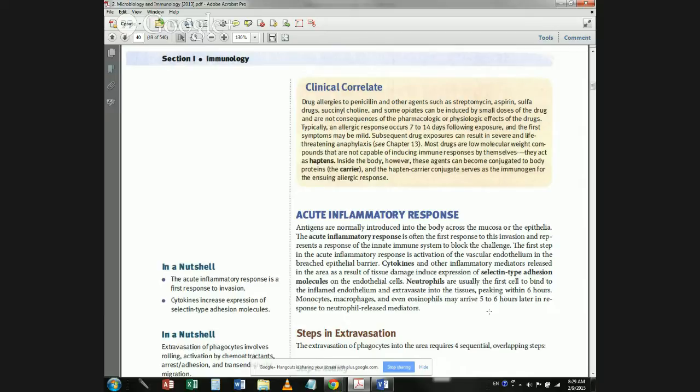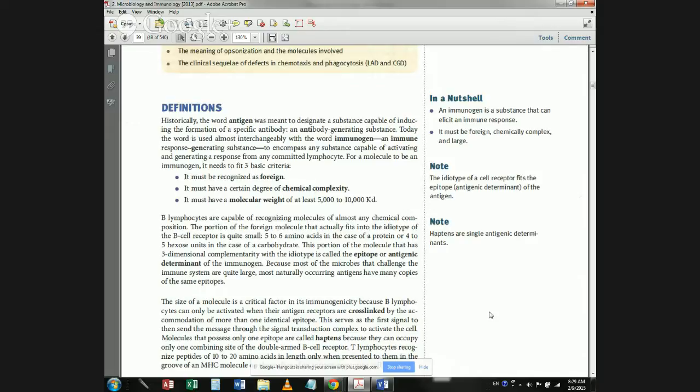Inside the body, however, these agents can become conjugated to body proteins, the carrier. And the hapten carrier conjugate serves as the immunogen for the ensuing allergic response. There we go. Remember in the previous section we learned that B lymphocytes can only be activated when the antigen receptors are cross-linked by the accommodation of more than one identical epitope. So two epitopes have to bind for the cross-linking of an antigen recognition receptor to happen and trigger signal transduction. A hapten will only occupy one combining site, so that will not trigger any cross-linking, and thus there will be no signal transduction and no activation of the cell.